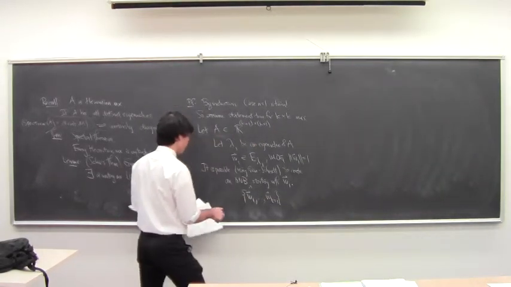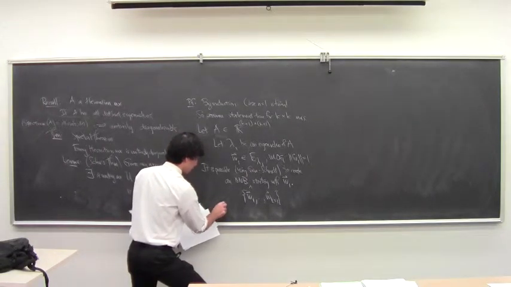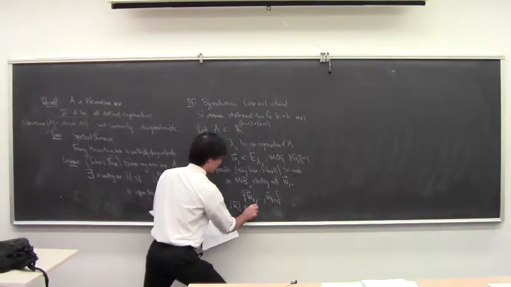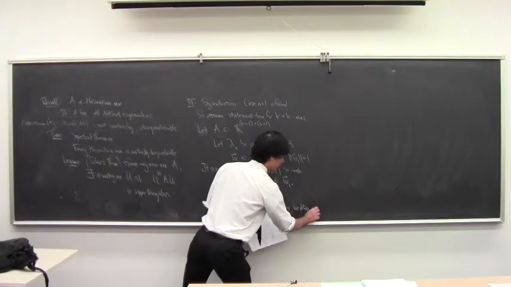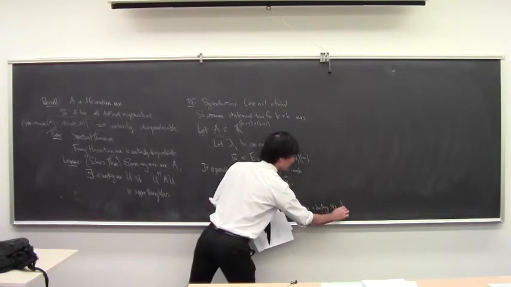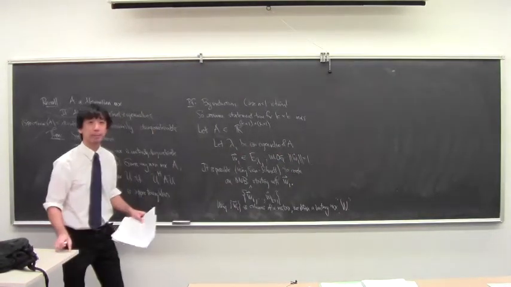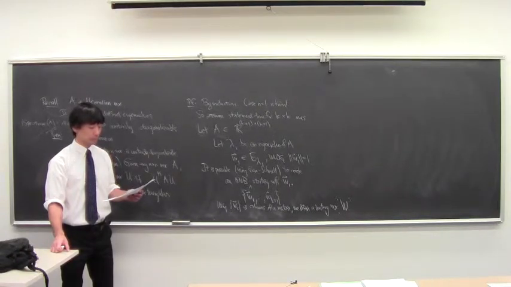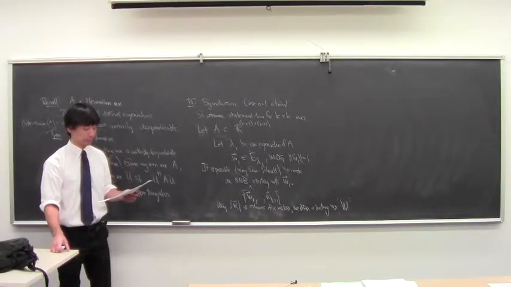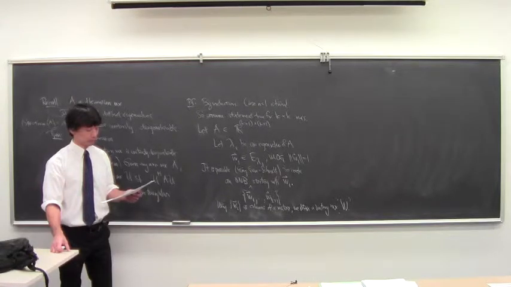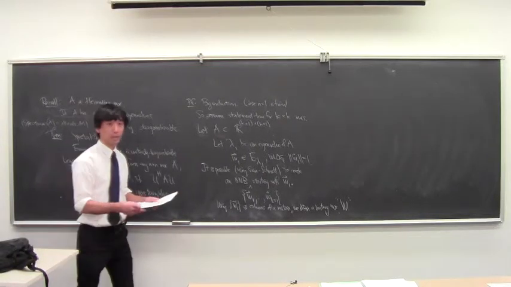Okay. So using the Wi as columns of a matrix, we obtain a unitary matrix, which we'll call W.